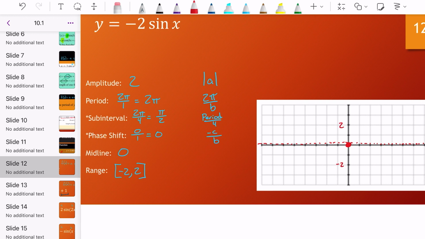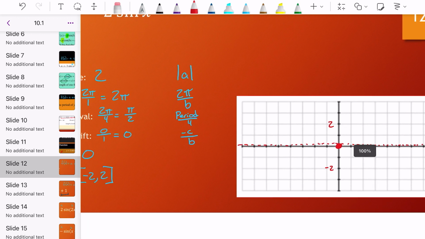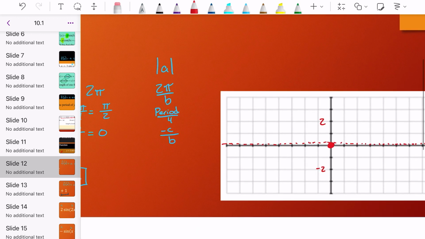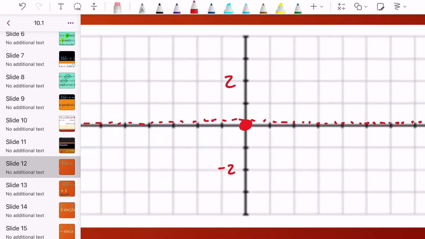Next, we would take a look at our subinterval. Our subinterval tells us the distance in between each of our different points. So we would begin with pi over 2 and increase until we have reached that 2 pi, or once we have gone through a full cycle of a period. So we have pi over 2, 2 pi over 2, 3 pi over 2, and 4 pi over 2.